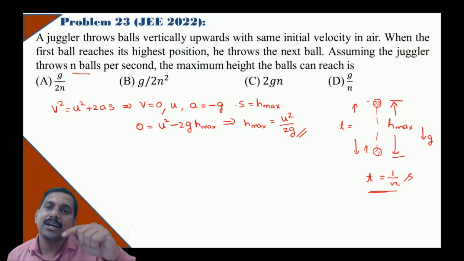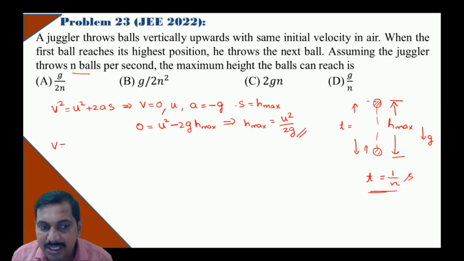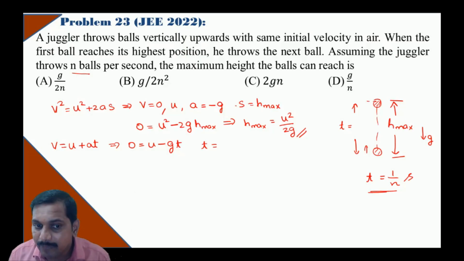Next, what is the time taken to go up? We will use v is equal to u plus at. Here v is 0, u is u, and a is minus g. So we get time is equal to u by g. But the time is also equal to 1 by n seconds. So u by g is equal to 1 by n.